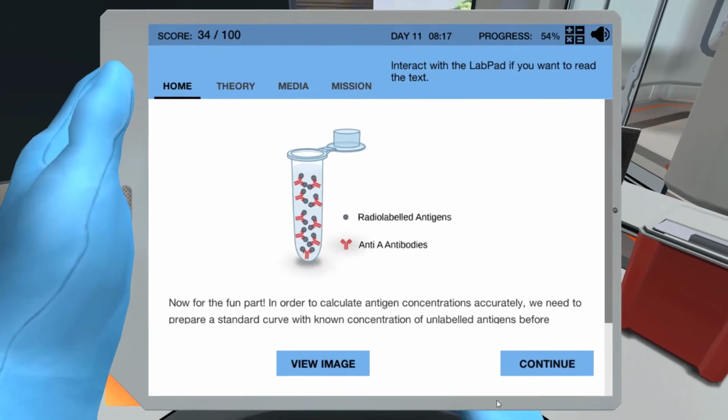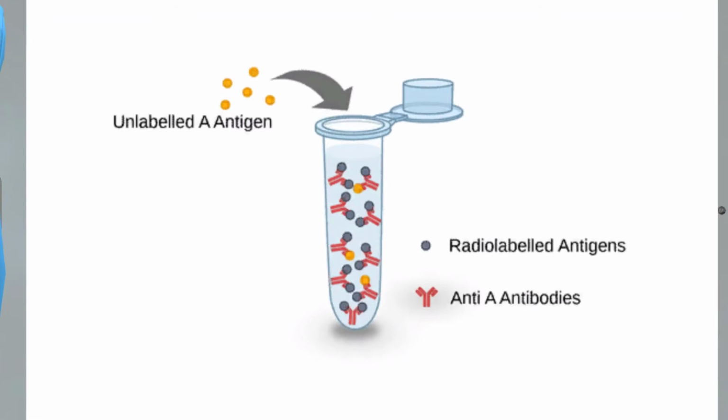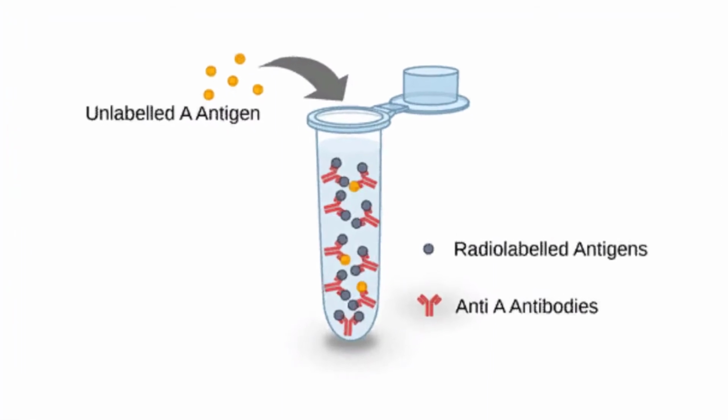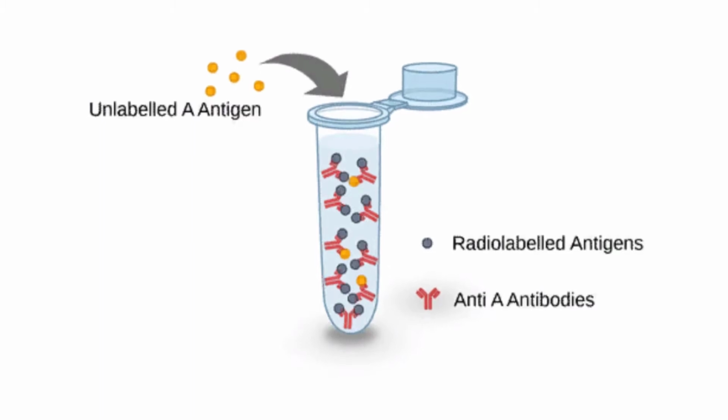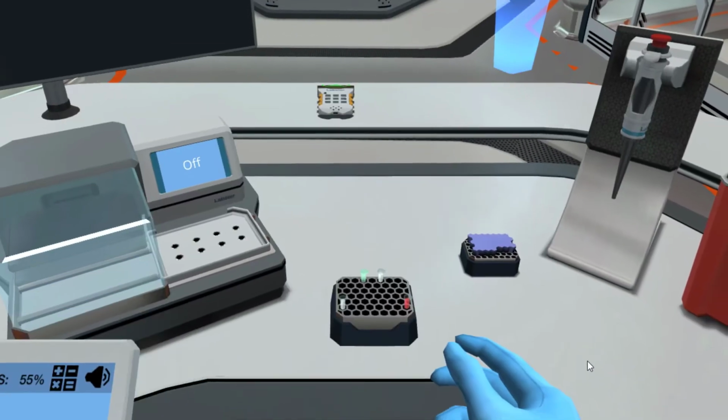Now for the fun part. In order to calculate antigen concentrations accurately, we need to prepare a standard curve with known concentration of unlabeled antigens before examining the sample. First we prepare a mixture of radioactive antigens, often we use some form of radioactive iodine. Prepare a tube by adding the anti-LH antibody with the pipette. Add antibodies to the empty tube.